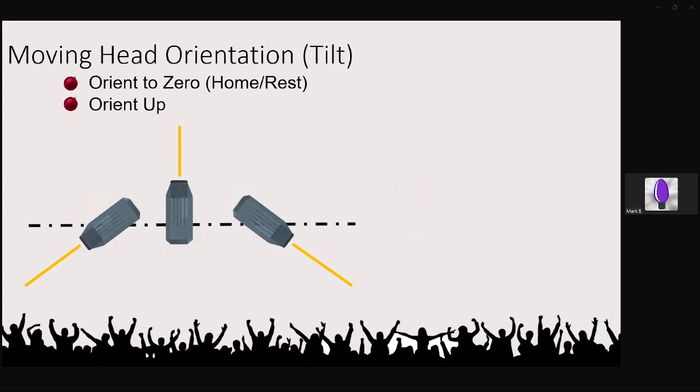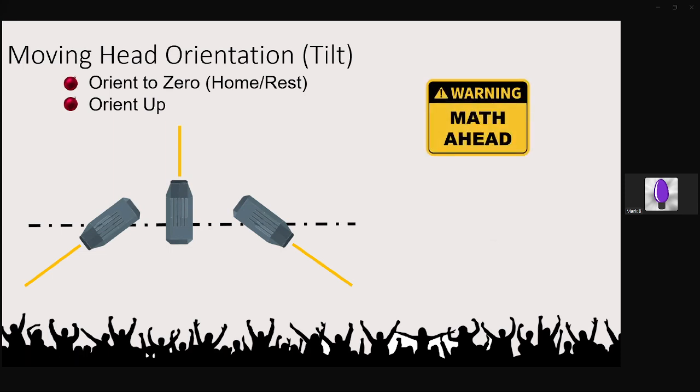And then the second little extra bit of information we have to tell xLights in our setup is on the tilt. And we have to describe the orient to zero, and that's the same thing. That's where the head comes to rest. And that's basically this angle here below the horizontal, right? And orient up, which is how to point straight up into the air. And we can do that with a little bit of math.